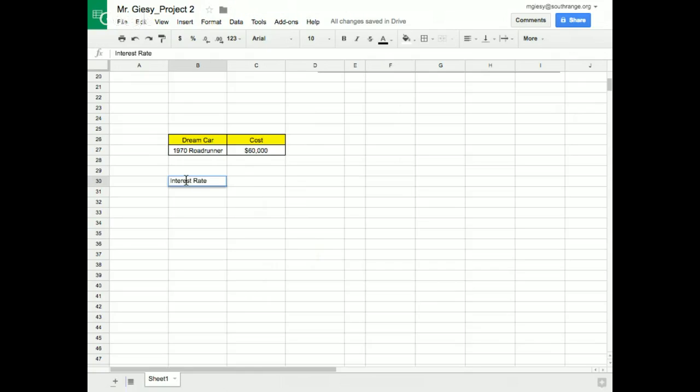Who knows what interest rate is? What an interest or interest rate is? Like a tax. Sort of a tax. It isn't quite a tax, but yeah, it's that thought of a tax. It's sort of like that.